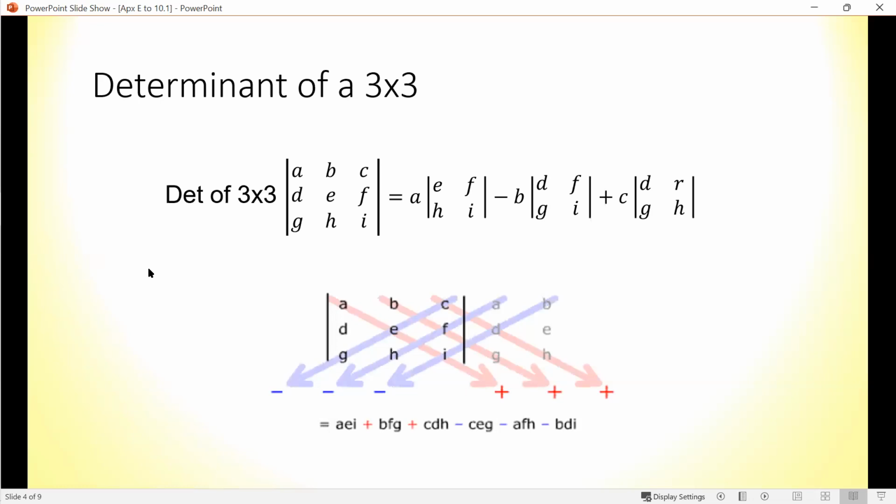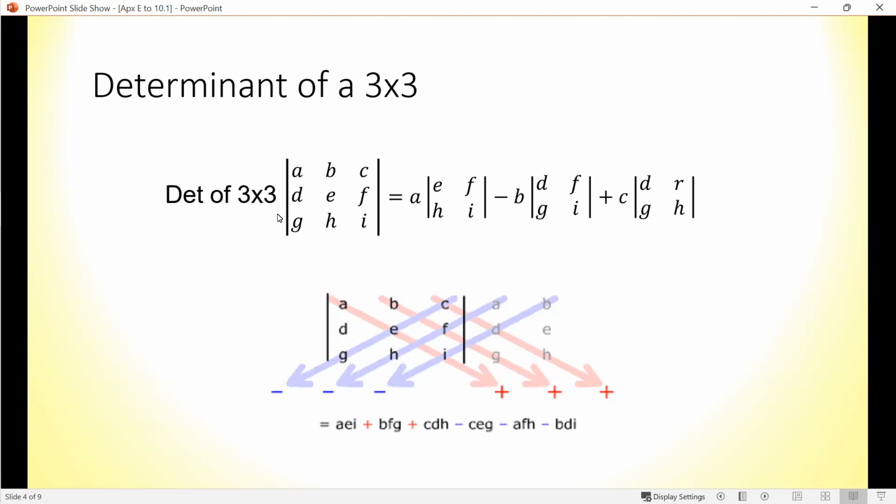Now, taking a determinant of a 3x3 is a little more difficult. And there are two ways, there's actually many ways, but two main methods of approaching the determinant of a 3x3. One is using minors, which are smaller matrices within our matrix. And that's the first method.